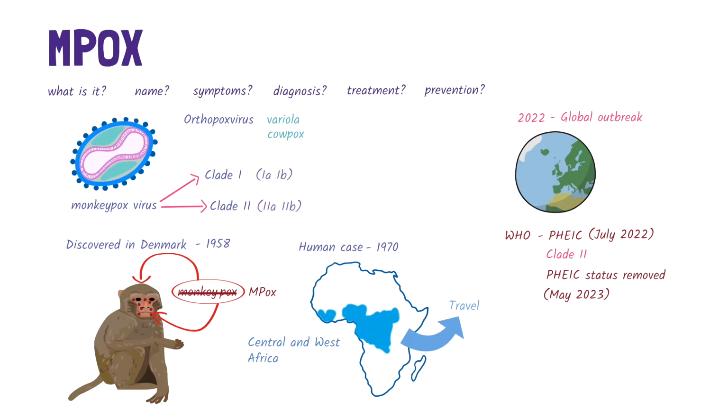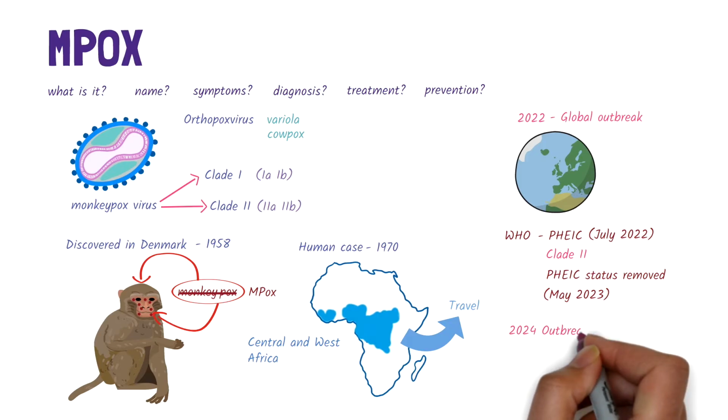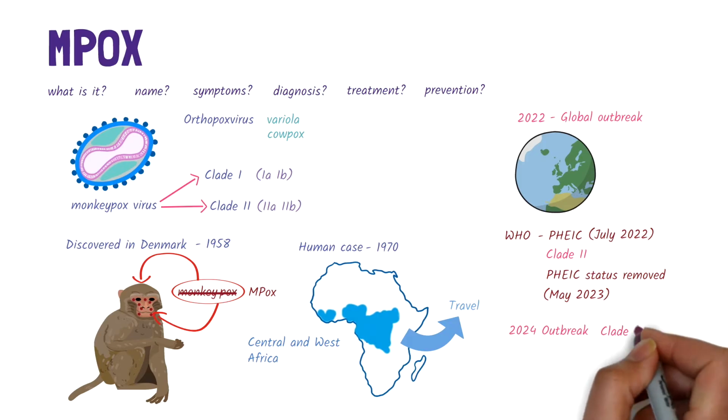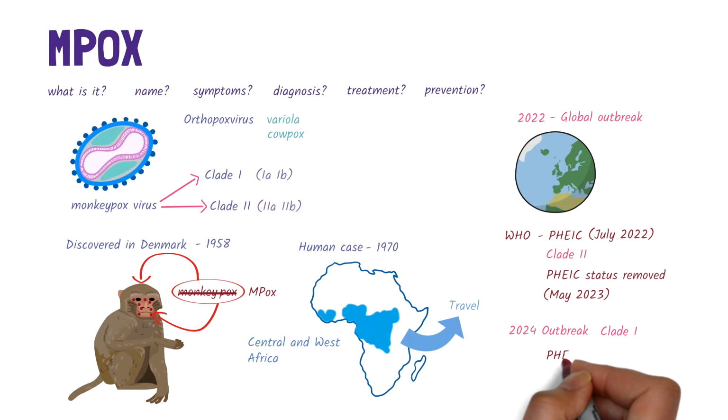However, recently there's been a growing outbreak of MPox driven mostly by clade 1, prompting WHO to declare another emergency in August 2024. Let's have a look at how it's transmitted.